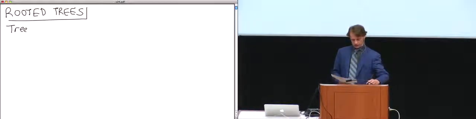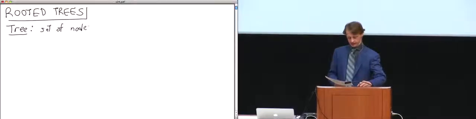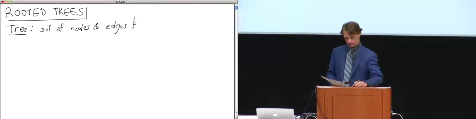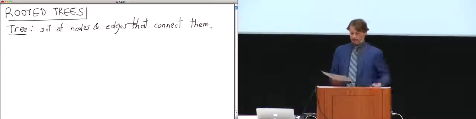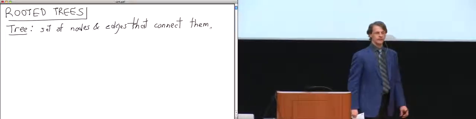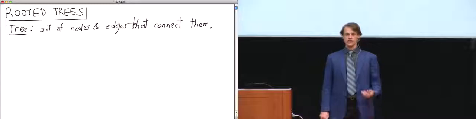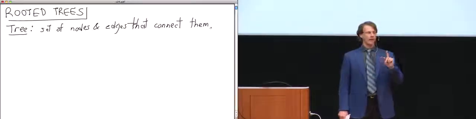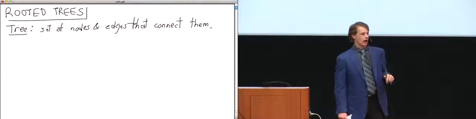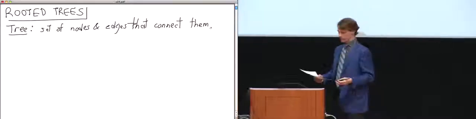How do we define a tree? A tree is a set of nodes and edges that connect them. And they're connected in a special way. They're connected in such a way that for any two nodes, there is exactly one path connecting those two nodes. Never less than one path, never more than one path.